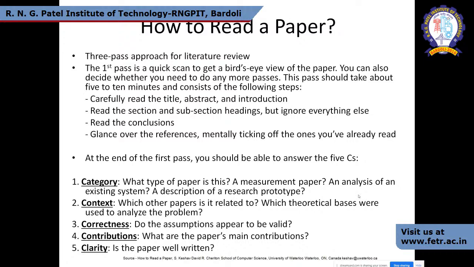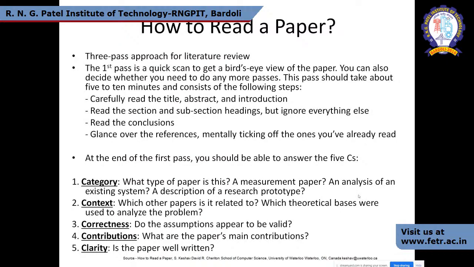Read the section and subsection headings, but ignore everything else, and read the conclusions. The conclusion is important to understand what exactly has been solved, or what exactly has been achieved in this particular paper, and the future work also we can read. And also glance over the references, go through the references, see the publications, the quality of the papers they have used for the references, the publication years, and mentally tick off the ones you have already read. So these are the notes we have to make at the end of the first pass. We just note down these things. At the end of the first pass, you should be able to answer the following five C's: category, context, correctness, contributions, and clarity.